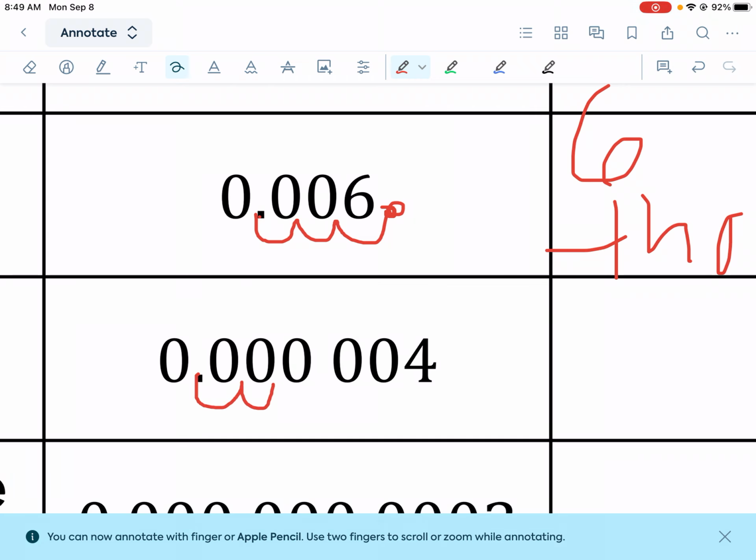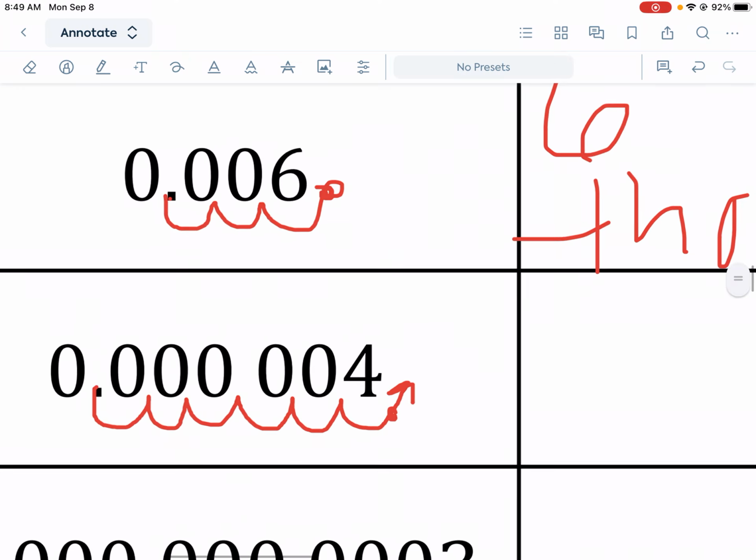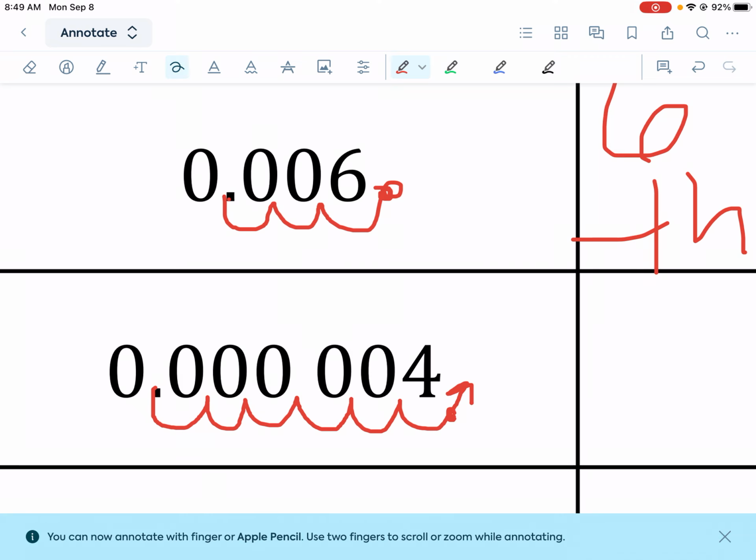1, 2, 3, 4, 5, 6. Jumps to the right. If it helps you, you can label your jumps to make sure you're not miscounting, especially if you have a lot of jumps. Like if you have more than 6, 7, I would label these just in case.